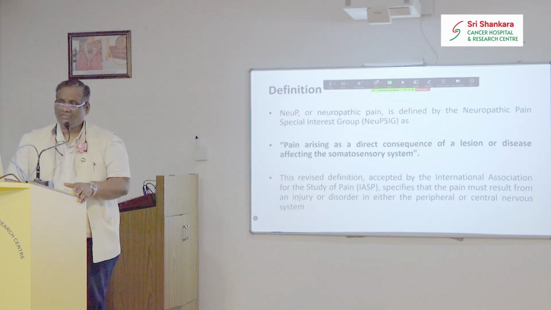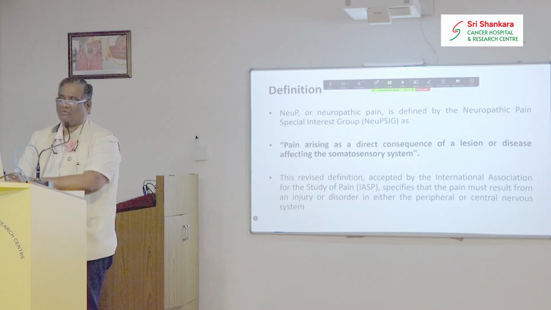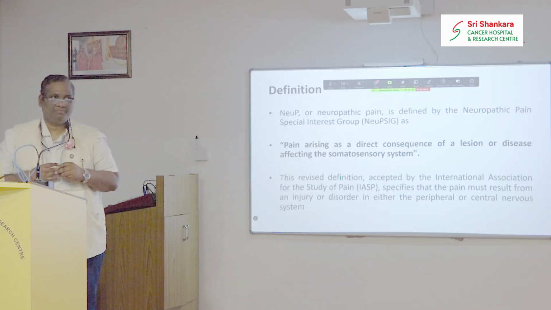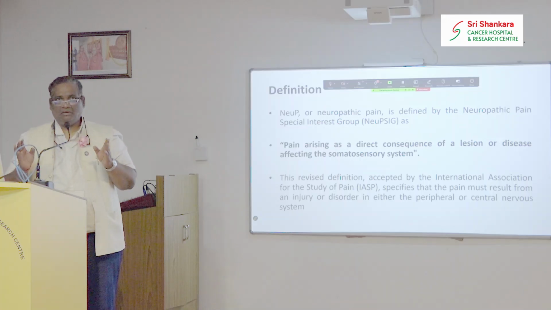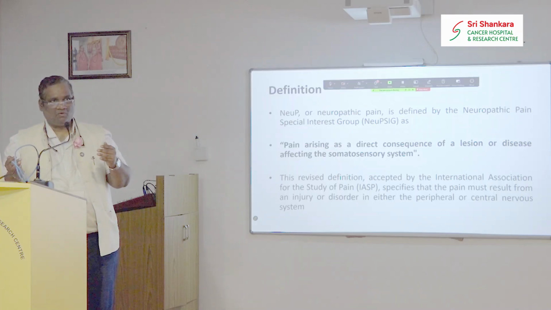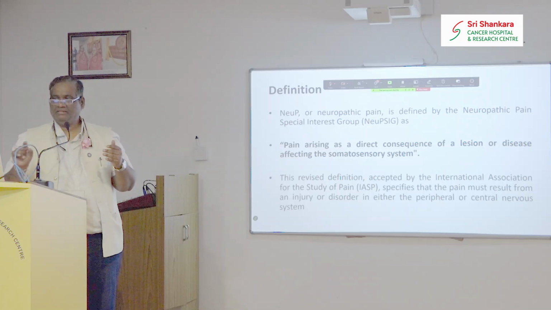So coming to the definition, what exactly is it? Pain arising as a direct consequence of a lesion or a disease which affects the somatosensory system. We have to be very clear. What I see and hear and do in my networking, when I meet different groups of people, they are working, but they are really not very clear about the concepts. So this is very, very important to understand. I have highlighted this in bold.